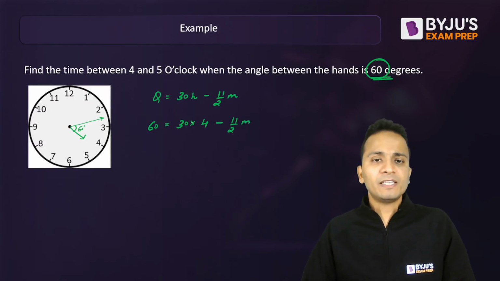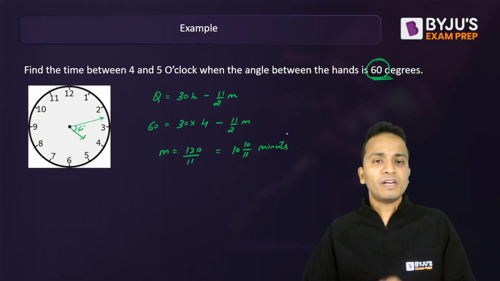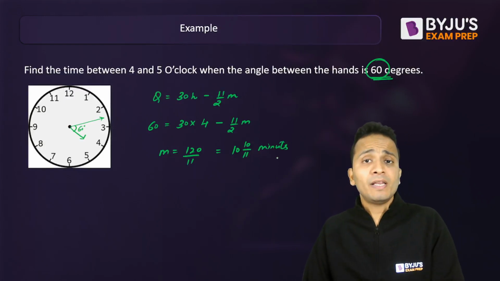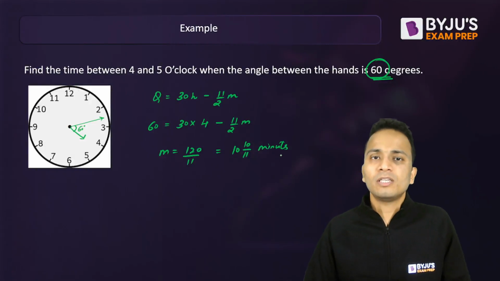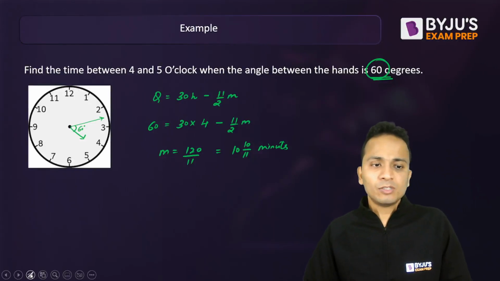Now let's simplify this. 120 minus 60 is 60. 60 into 2 is 120. So the value of m will come out to be 120 divided by 11. Now if I simplify this, this will become 10 by 11 minutes. So the first answer will be 10 by 11 minutes past 4 o'clock. The angle between the hands will be 60 degrees. Right? Now this was the first case.